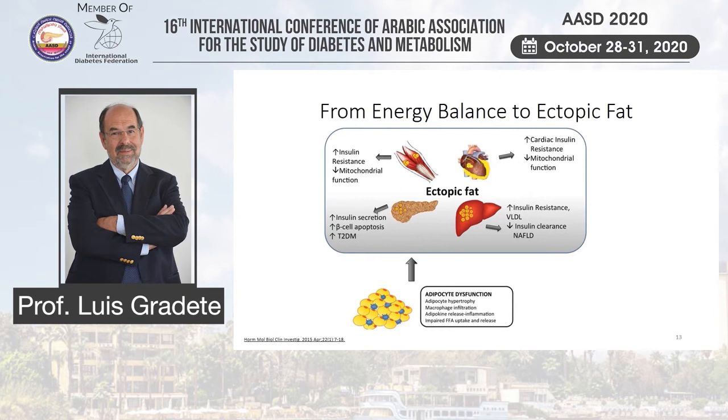From energy balance to ectopic fat. This is what happens in several places. In the muscle, more insulin resistance, less mitochondrial function. In the pancreas, more insulin secretion, more beta cell apoptosis, type 2 diabetes. In the heart, cardiac insulin resistance and less mitochondrial function. And in the liver, we have more insulin resistance and less insulin clearance. So we have a lot of adipocyte dysfunction.